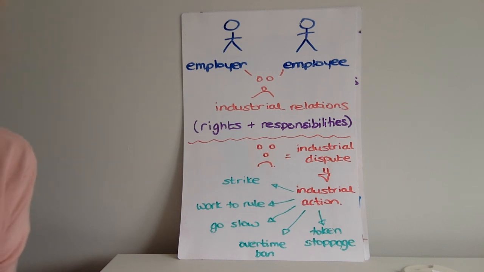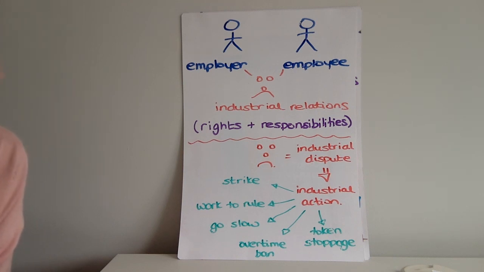Okay, the third one is a go slow, and as that name implies, you literally do your work, but you do it at a much slower pace. So productivity slows down for the organisation. The fourth one is an overtime ban. And basically what would happen there is you avoid or you state that you're not going to do any overtime. You literally just do your basic hours.